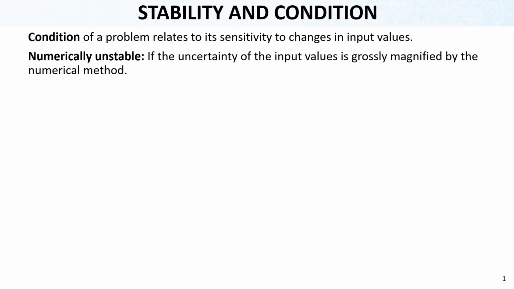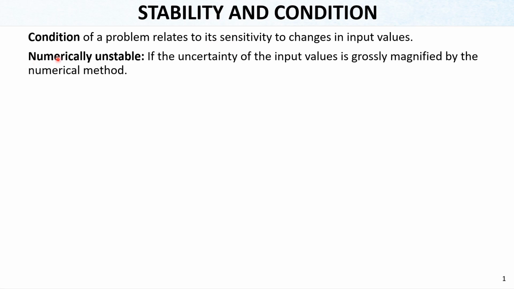In this slide, we will talk about two terms which are necessary for error propagation. One of them is condition and the other one is stability. If we define condition, the condition of a problem is related to its sensitivity to changes in input value. So the change of input value, how much does it affect the result of the problem? It's called the condition of the problem. Basically, it's based on the sensitivity.